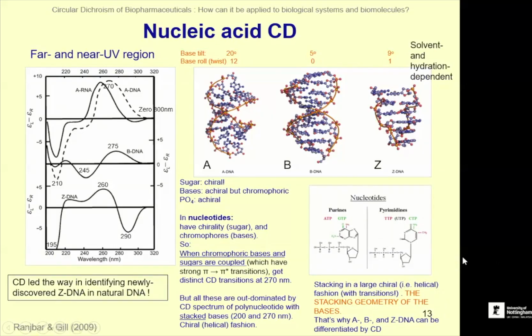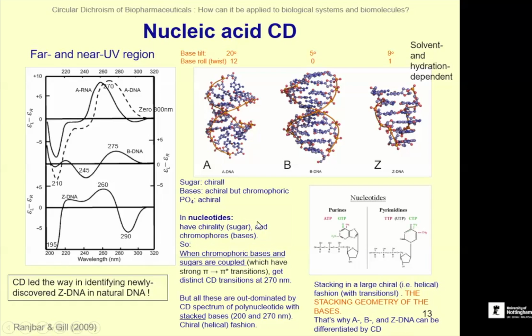Okay, so how does nucleic acid CD work then? Okay, so these are the CD spectra that you see for 3 different forms of DNA, the A and the B form, and the newly discovered Z form. And in fact, Z DNA was discovered using CD. These are the natural forms you get. So why do you get different spectra depending on whether it's A, B or Z? Because after all, DNA is made up pretty much of the same stuff, regardless. So why do we see the differences?